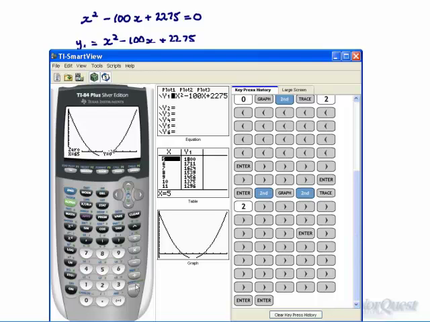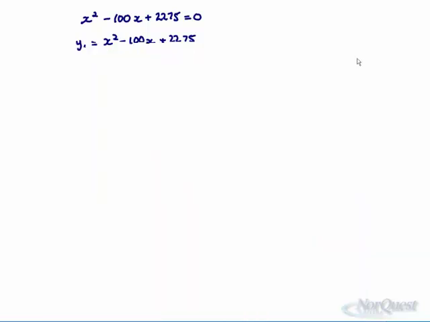So you may be wondering why two values of x. I'll explain that shortly. But remember the zero feature: set a left bound, cross the x-axis, set a right bound. When you do the other one, set the left bound, cross the x-axis, find the right boundary. So the values of x could be 35 meters, or x could be 65 meters.